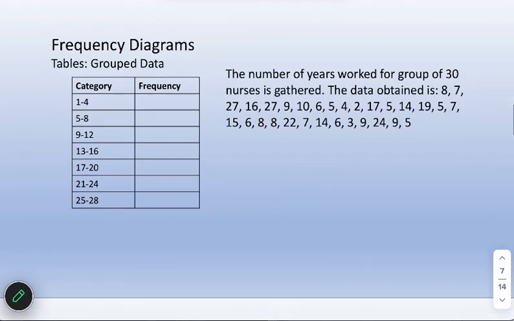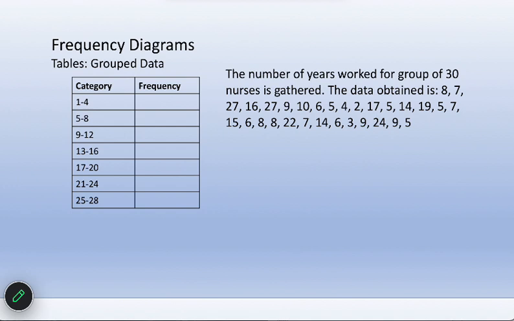Let's take a look at this one. Now, grouped data is a little different. See how the category has a band of values. So between 1 and 4, 5 and 8. This is the number of years that a group of 30 nurses had worked.